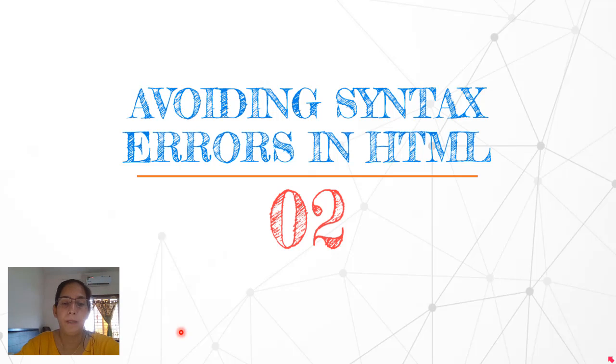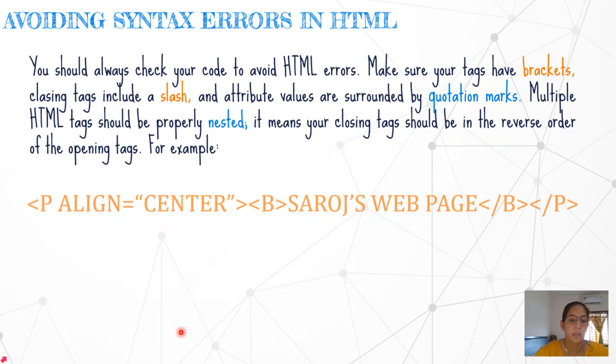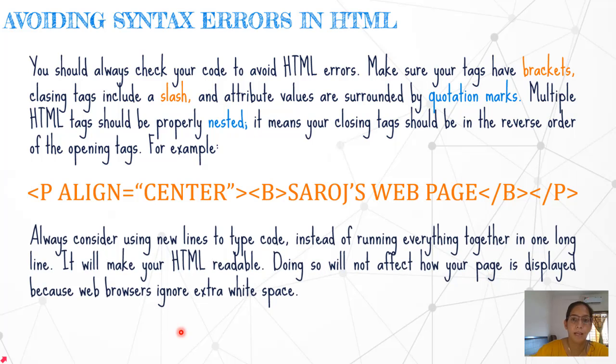Next topic is avoiding syntax errors in HTML5. How can we avoid errors in HTML5? The simple thing is, when we write code, make sure the angular bracket at the beginning of the tag is done properly, and while closing it, make sure that we have closed it with the slash symbol. Another thing is the attribute value.